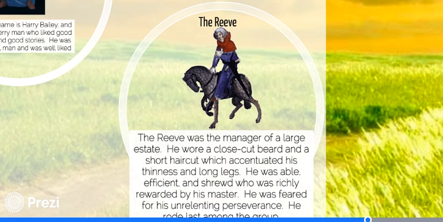Then you have the Reeve. This is a person who manages a large estate, okay? He has a close-cut beard and a short haircut that accentuates his thinness and his long legs. He is able, he is efficient, and he is shrewd, meaning really smart and a no-fuss, no-muss guy who takes care of things. And he gets rewarded. He knows if anybody is not being as productive as they should be, or producing as much, or doing their work, or giving as much money out of something. He is definitely running the place, for sure.